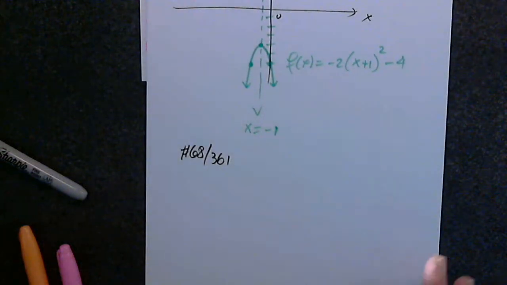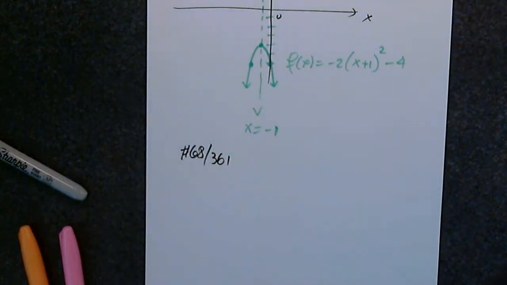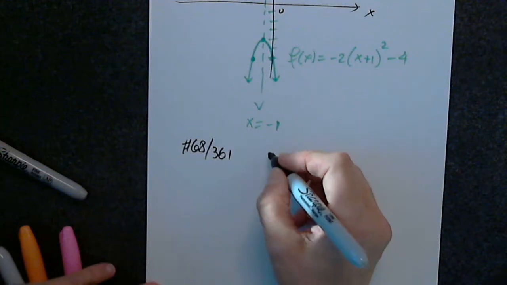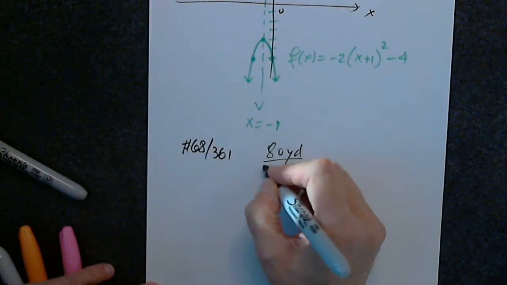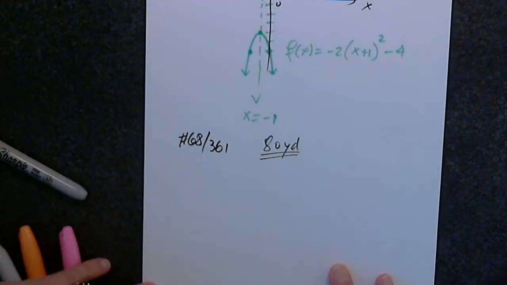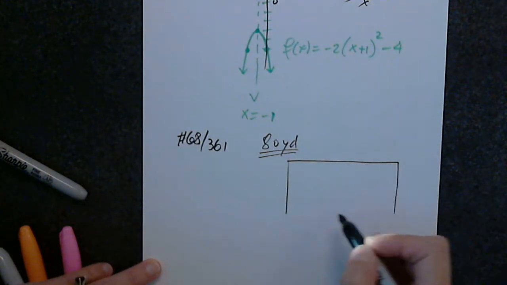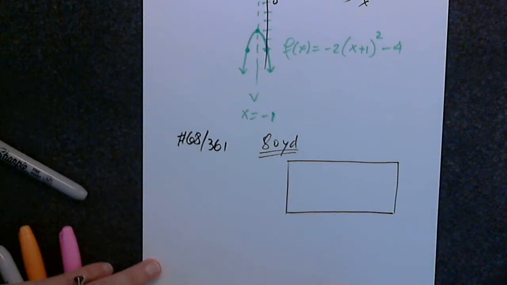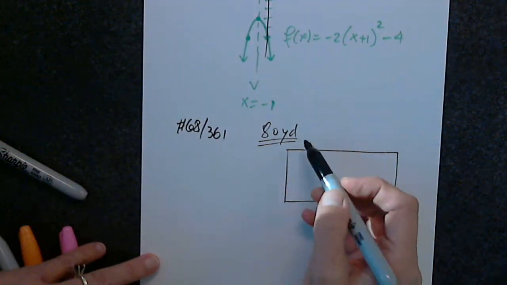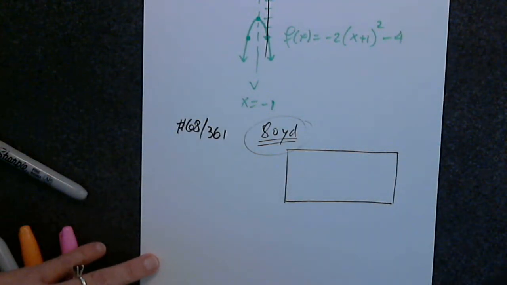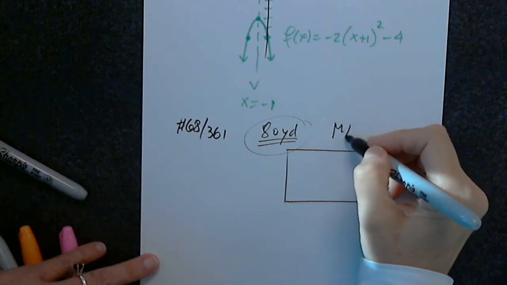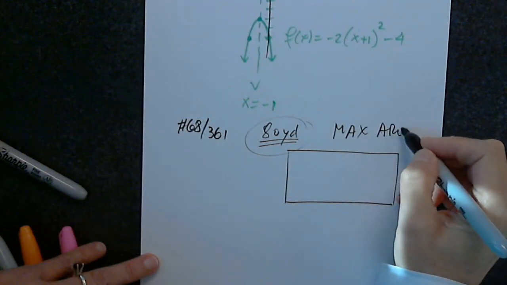Sorry about that. Okay, so first of all, I know that we have 80 yards. And we assume we want to use it all. And we want to create a rectangular garden. We do not know the dimensions of the garden. We want to use this entire length of the fencing we have. And at the same time, we want to maximize area.